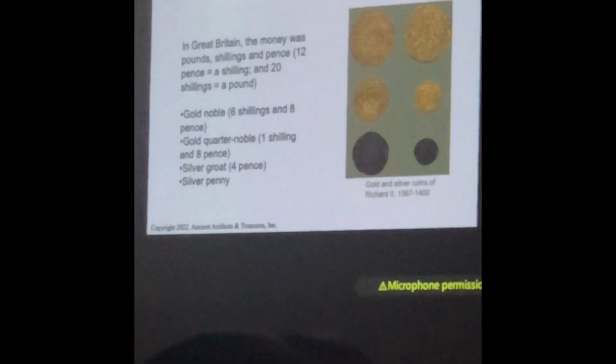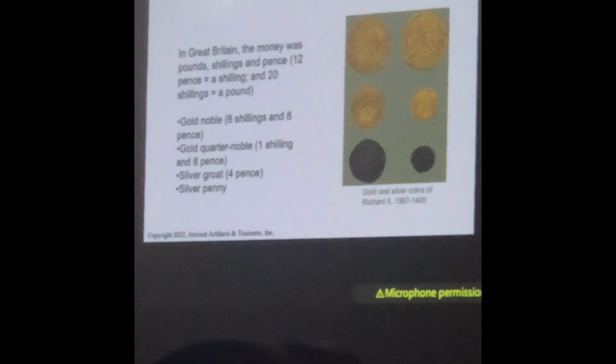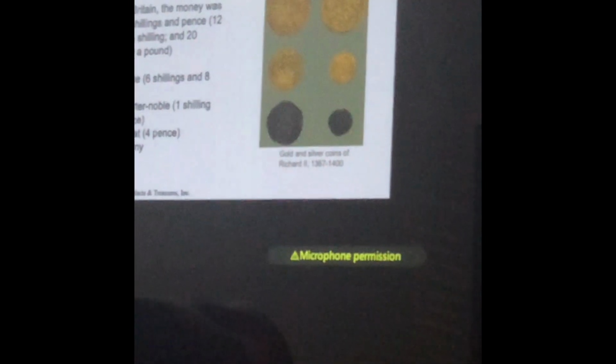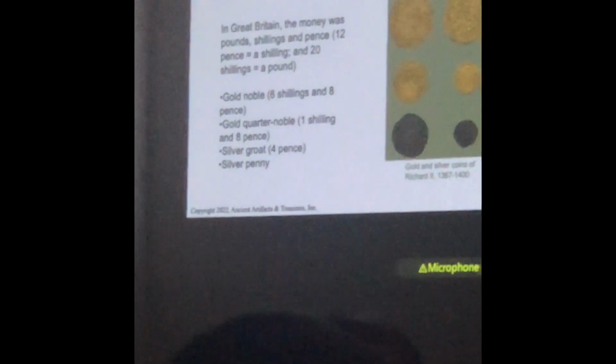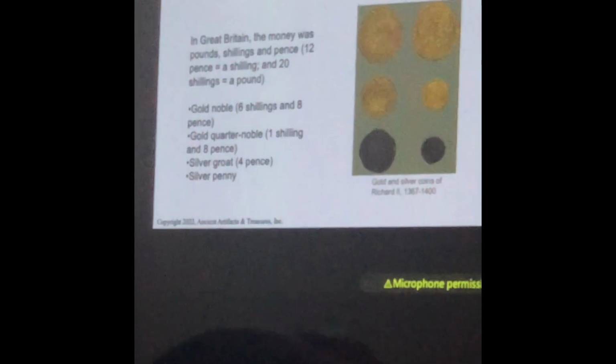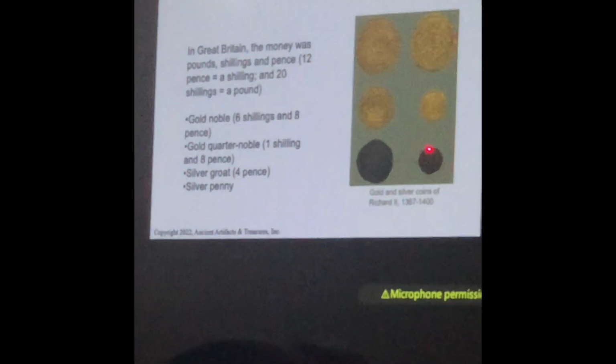And the two on top, you've got the gold noble at the top, the quarter noble, and then you have the groat and the silver penny.